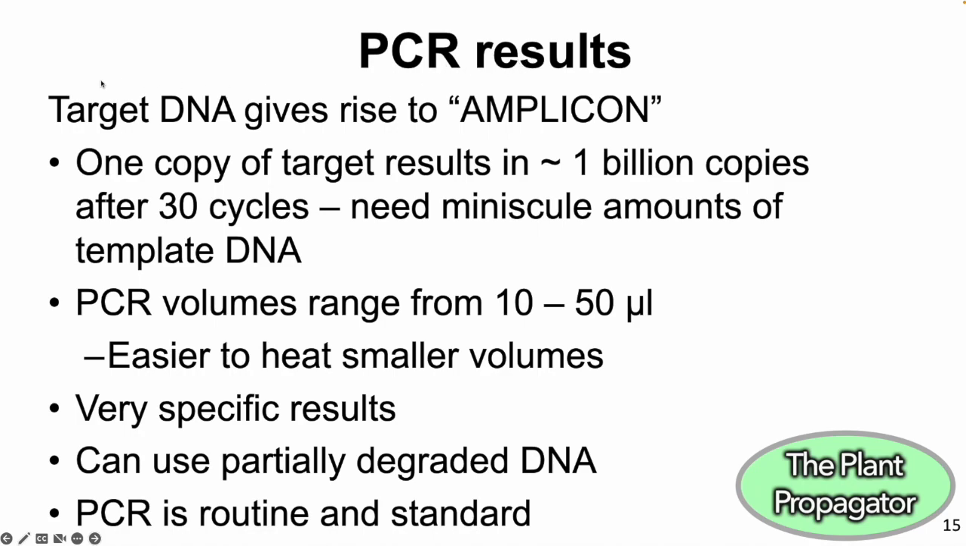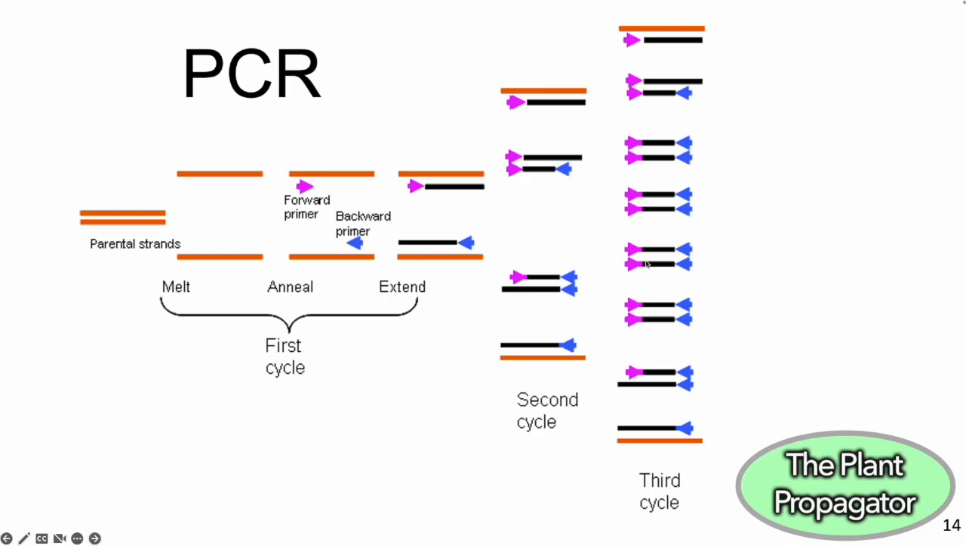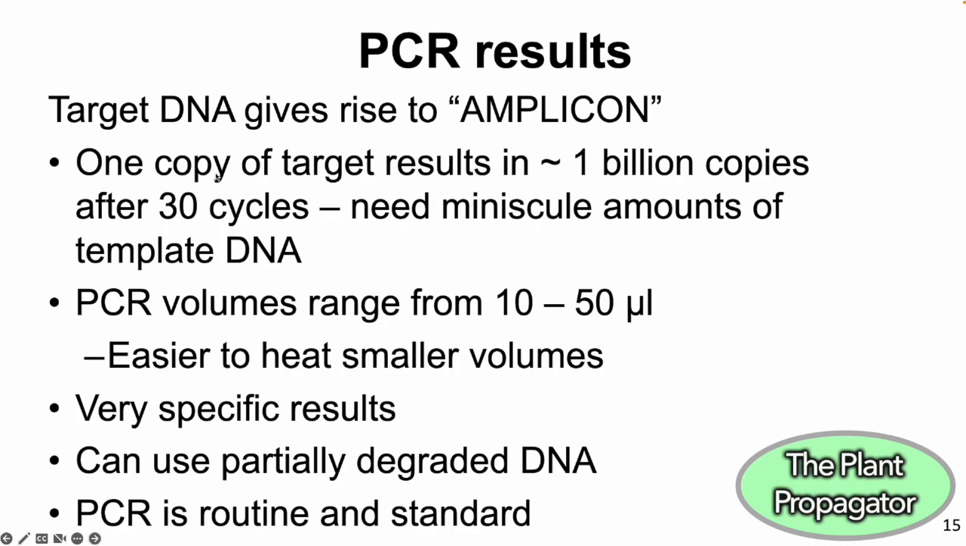What the PCR does is, using target DNA, it generates an amplicon. So the amplicon, I'm going to back up a slide, is this piece of double-stranded, very small fragment of DNA that is generated from the parental strands of DNA shown in this previous slide. So from one copy of a target, a lot of amplicon is generated, amplified. That's the origin of the word. So you can generate 1 billion copies after 30 cycles. And you don't really need that much template DNA in order to generate that many copies.